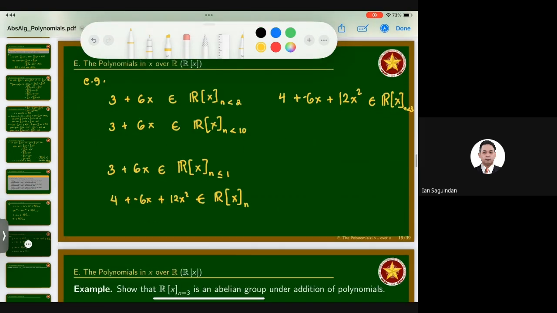Okay, so since we are paying homage to its degree. Moreover, we can also say that 3 plus 6x is a polynomial of degree at most 2, since its exponent does not reach 2. Okay, so the exponent is 1, and we know that 1 is less than or equal to 2.